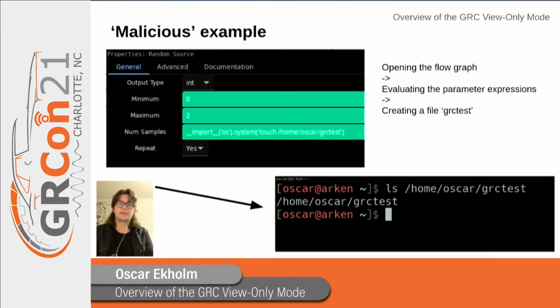And of course this is quite a harmless example where creating a file isn't a huge deal, but we could easily change this command to something else. Perhaps we could remove our home directory, and of course I would not be so happy if I loaded a flow graph and it would just erase all of my files. So this sort of illustrates the problem that we're trying to solve.